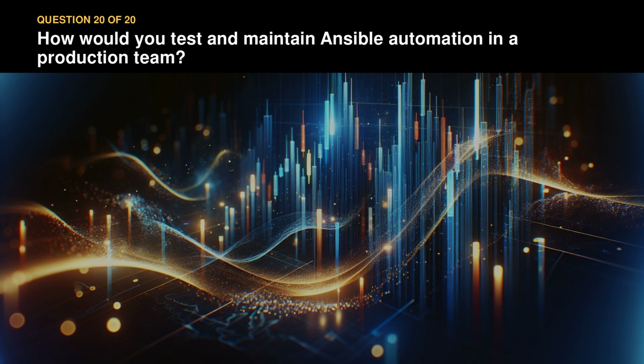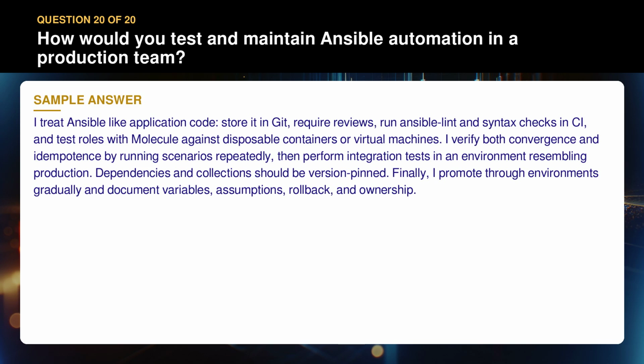Question 20. How would you test and maintain Ansible automation in a production team? I treat Ansible like application code. Store it in Git, require reviews, run Ansible lint and syntax checks in CI, and test roles with Molecule against disposable containers or virtual machines. I verify both convergence and idempotence by running scenarios repeatedly, then perform integration tests in an environment resembling production. Dependencies and collections should be version pinned. Finally, I promote through environments gradually and document variables, assumptions, rollback, and ownership.